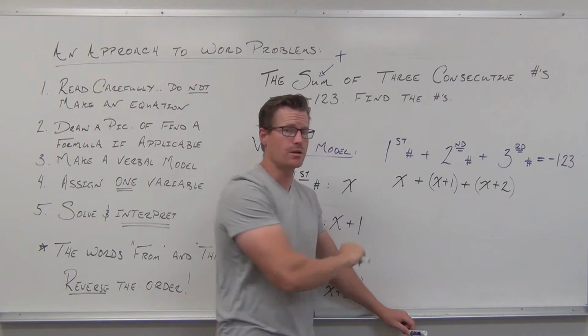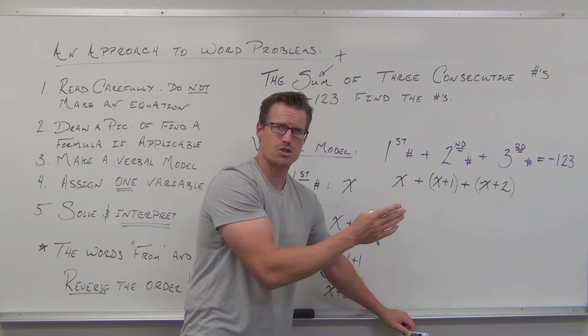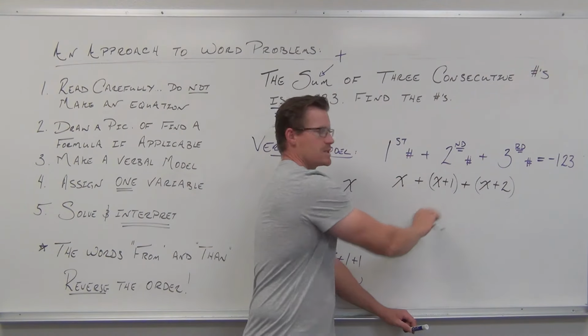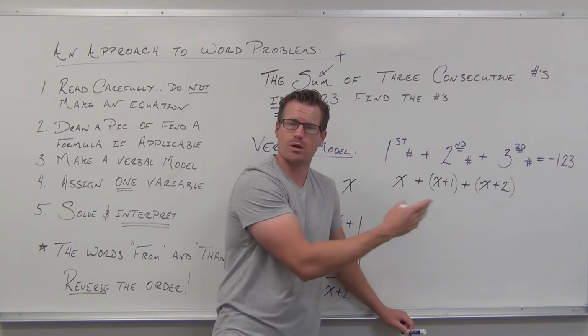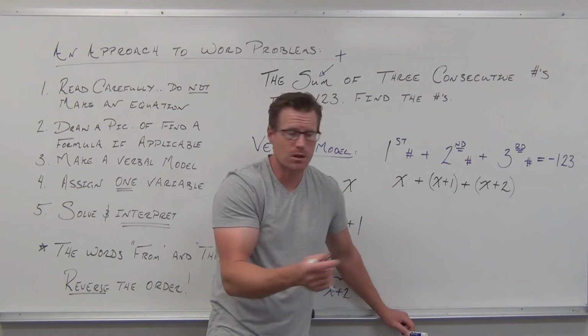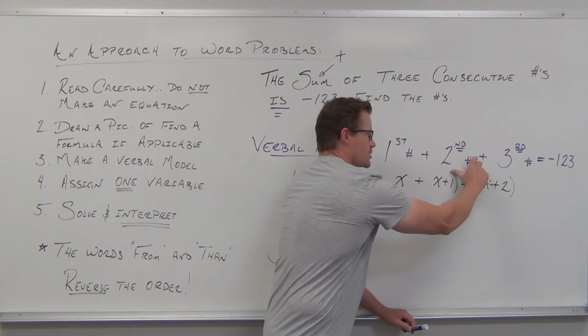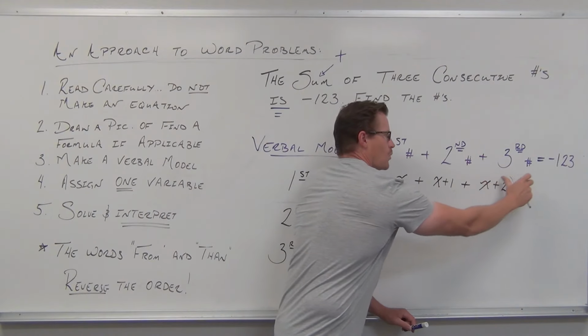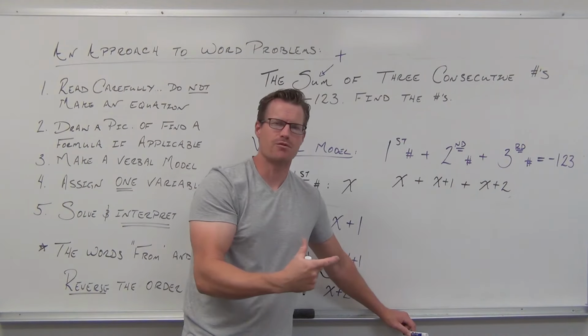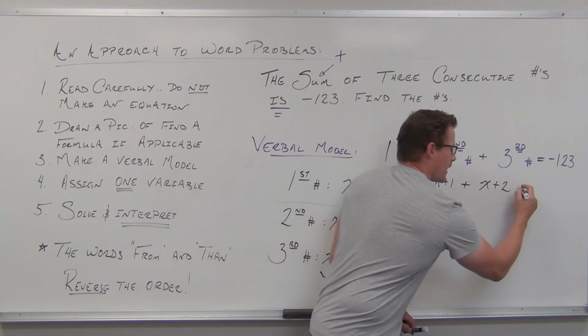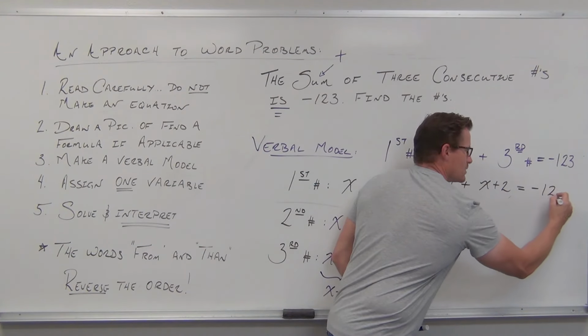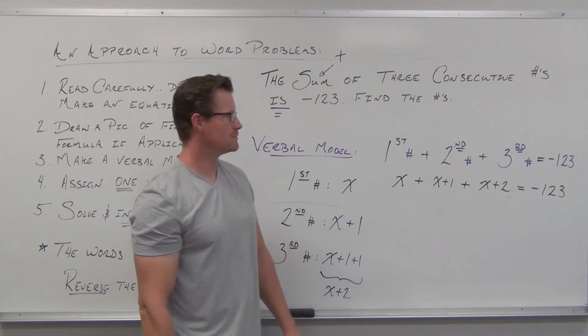Those parentheses aren't doing anything. You can put them to show where it comes from, but distributing 1 is not going to change that. That's up to you. Whether you want to put the parentheses or not, I don't care. It doesn't really matter. It just shows the person who's reading it where that stuff is coming from, what that stuff means. And then that sum has to equal negative 123.